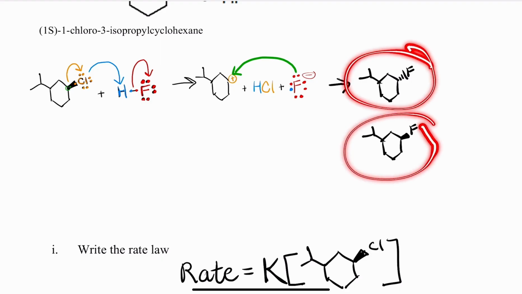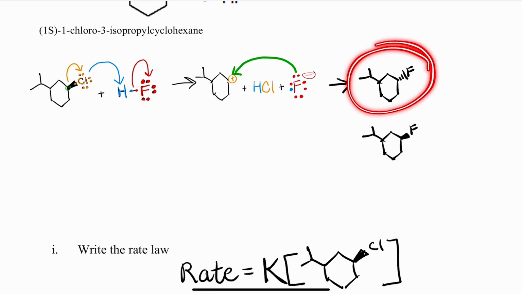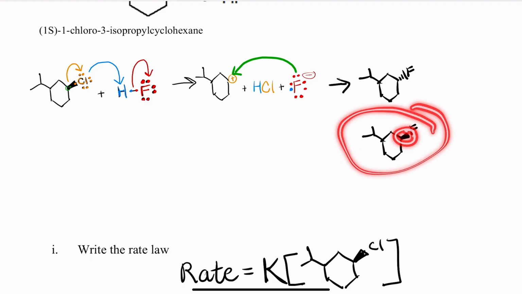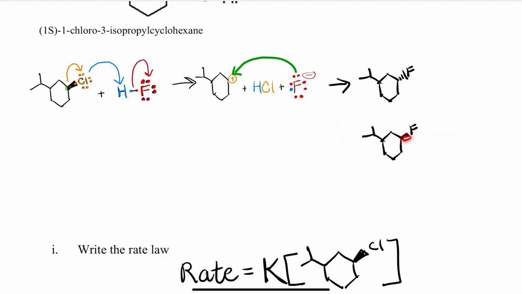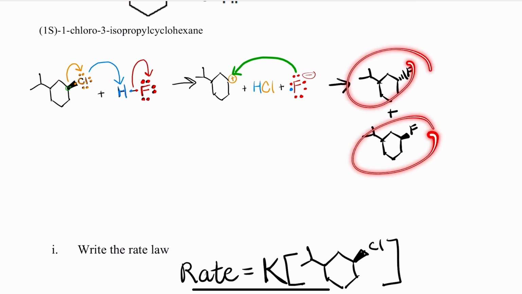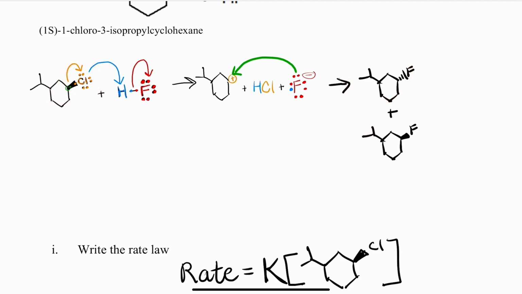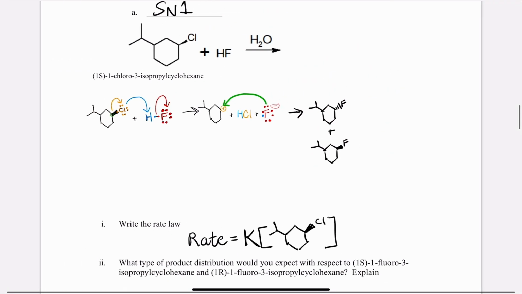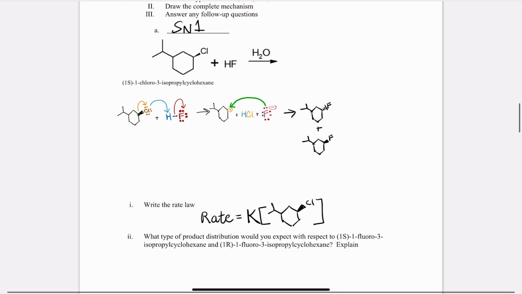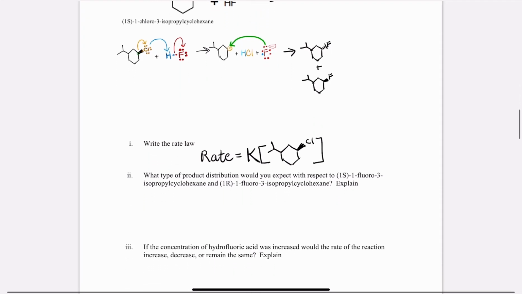And that's what is meant by product has more inversion, more opposite, than it does retention, which is like retaining or keeping the same orientation. So you can do that with the plus to show you create both versions. So that's it for the mechanism.